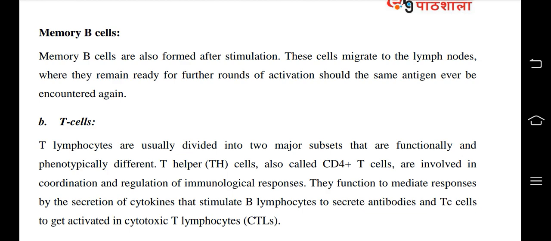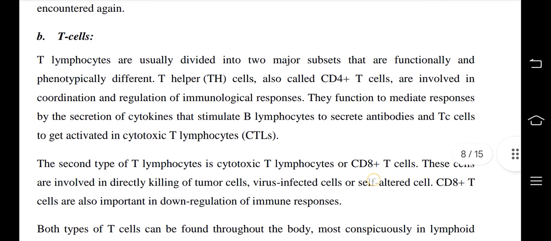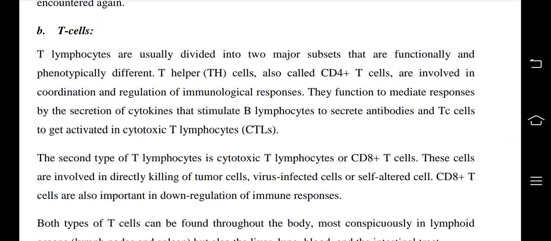Then T cells. T lymphocytes are usually divided into two major subsets that are functionally and phenotypically different. T helper cells, also called CD4 plus T cells, are involved in coordination and regulation of the immunological response. They function to mediate a response by the secretion of cytokines that stimulate B lymphocytes to secrete antibodies and TC cells to get activated into cytotoxic T lymphocytes, CTLs.